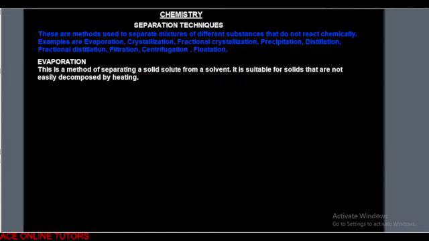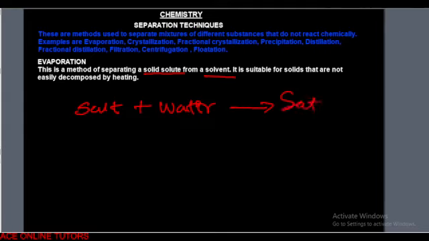So they now say we use evaporation to separate a solid solute from a solvent. That means we can only use it when we are having a solute that is solid. For example, we have our table salt. When we mix it with water, what you have is a salt solution.